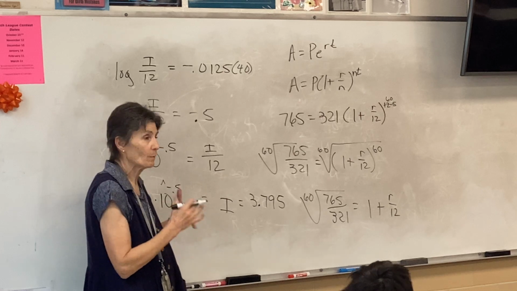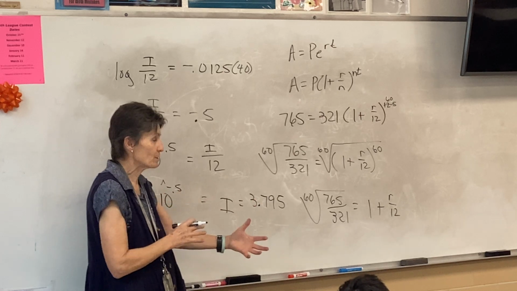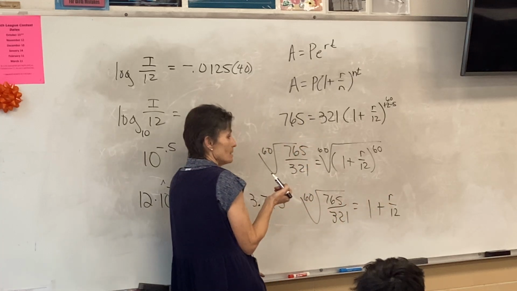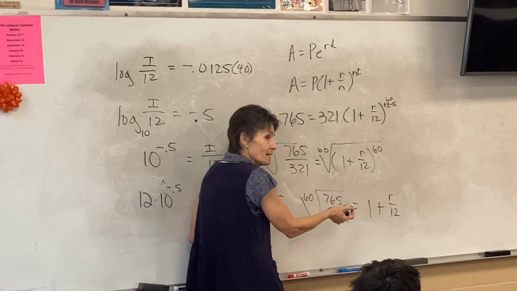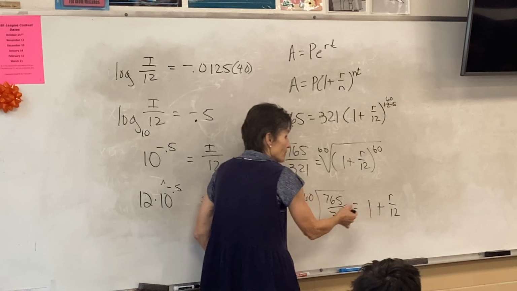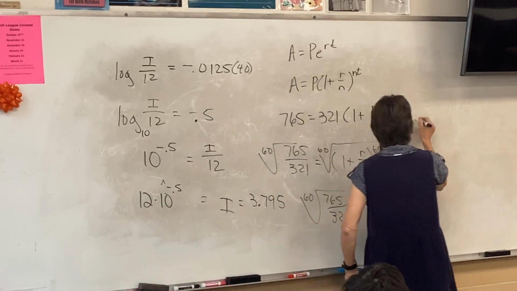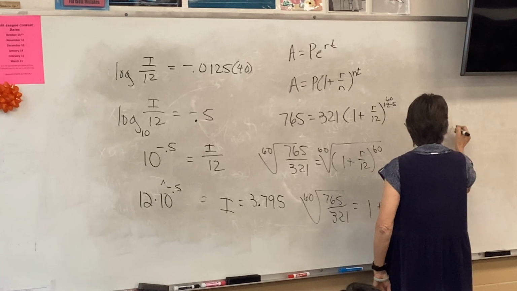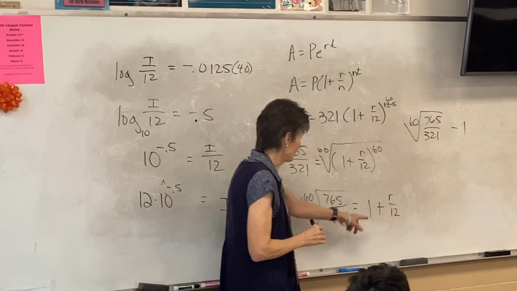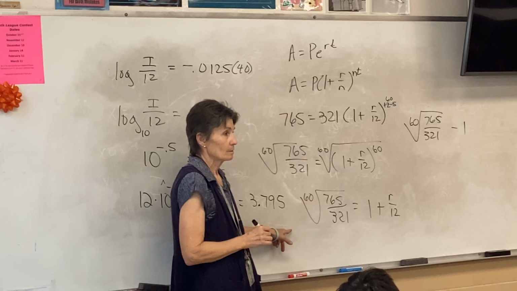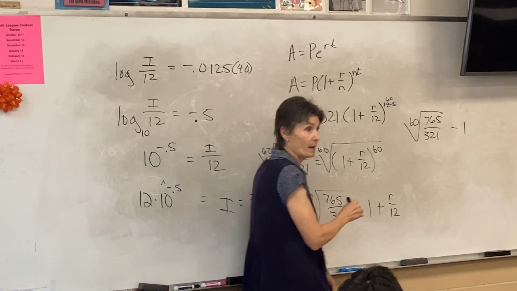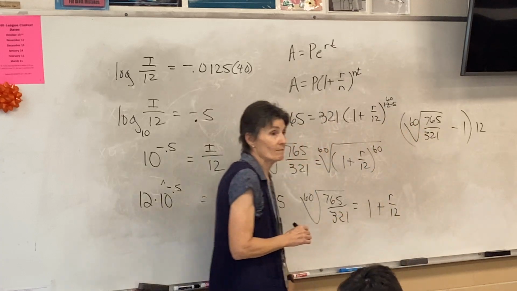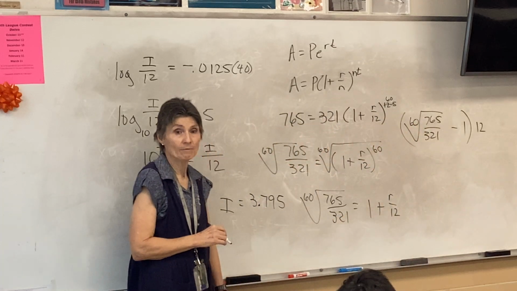So let's talk about what we're going to do, and then we'll talk about how we're going to do it on the calculator. So remember, you're solving for r. So we're going to get r by itself, which means we'll subtract 1. So we got the 60th root. We're going to subtract 1. And then multiply by 12. Would everybody agree that would get r by itself? Yeah.